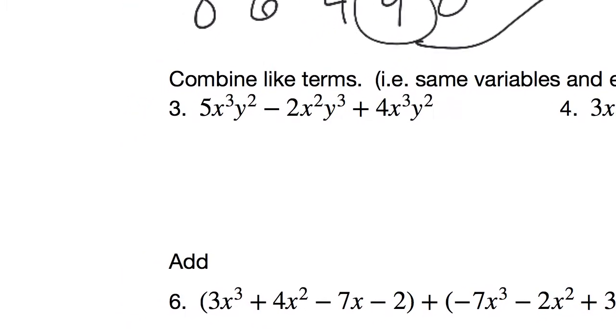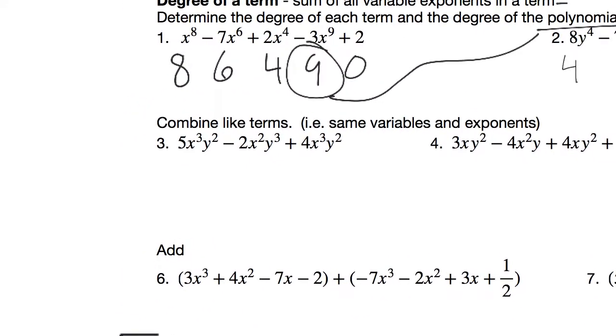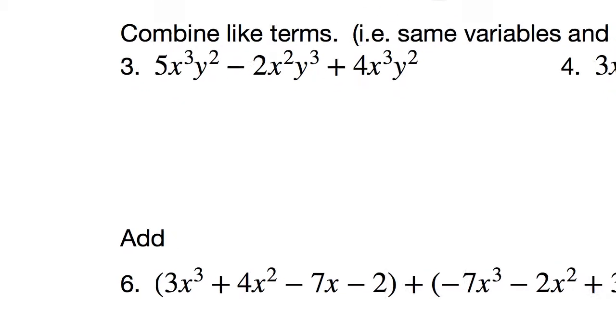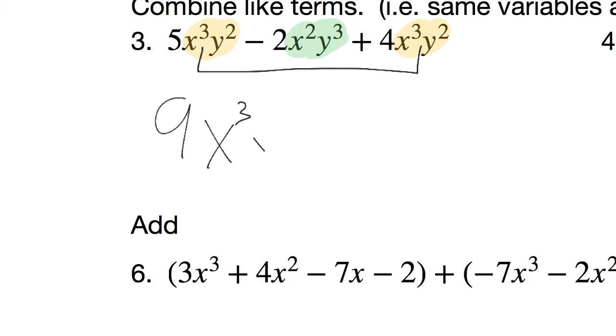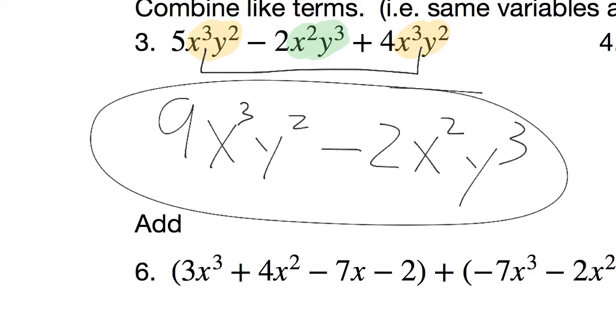Combine like terms. Well, like terms are terms that have the same variables and exponents. So, I've color-coded them. You can see that x cubed y squared terms are like terms. But x squared y cubed creates a different term. You can't combine those. 5 plus 4 is 9, so we have 9x cubed y squared minus 2x squared y cubed. That is the combined answer.